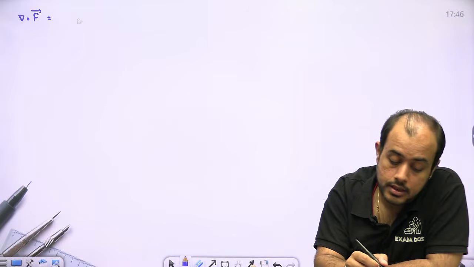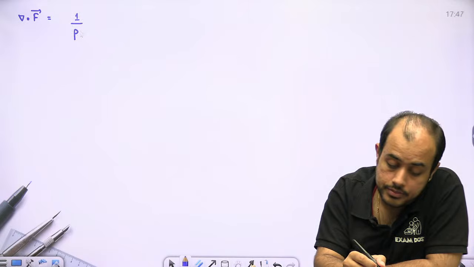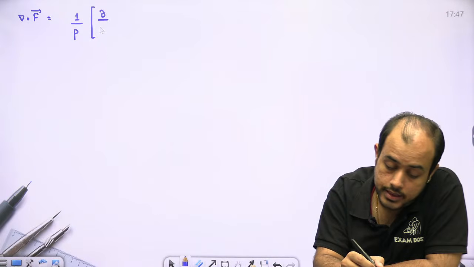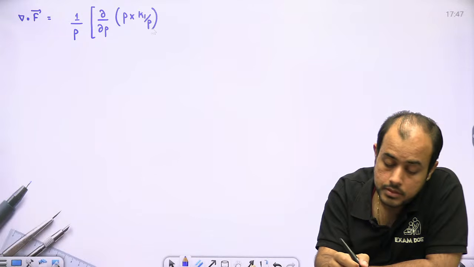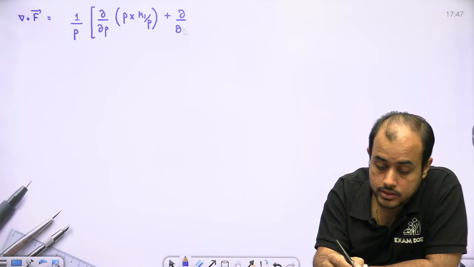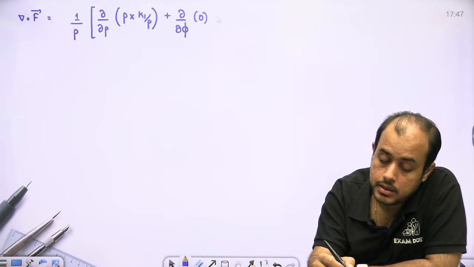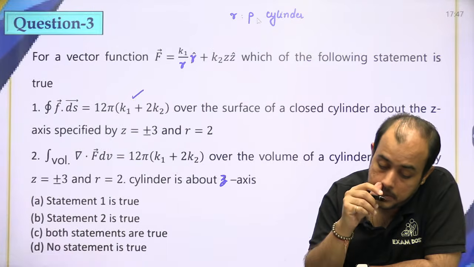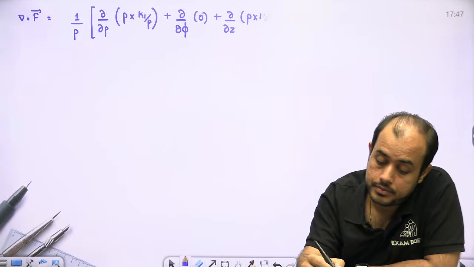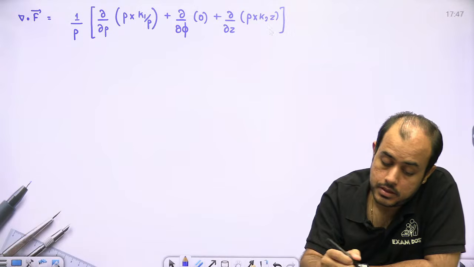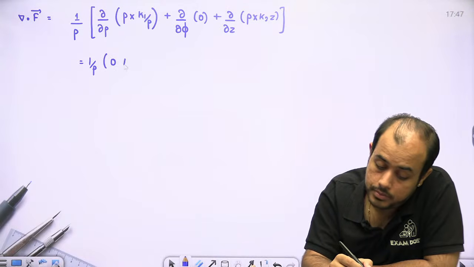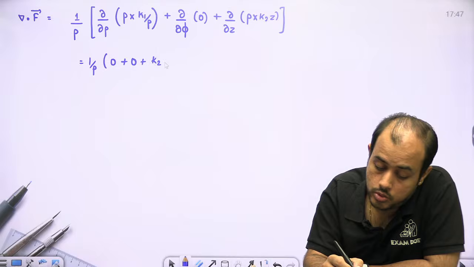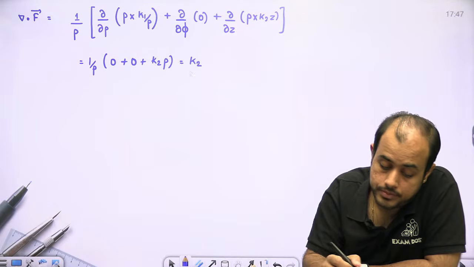Understood? Now divergence: 1 by rho del by del rho of rho times F rho, plus del by del phi, there is no phi component, plus del by del z of F z, which is k2 z. So k1 plus 0 plus k2, that is k2.